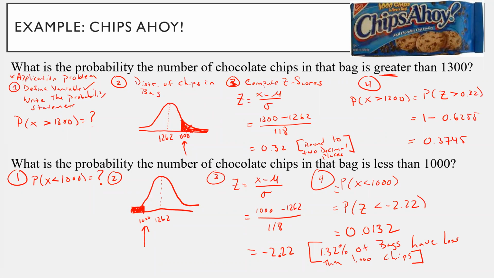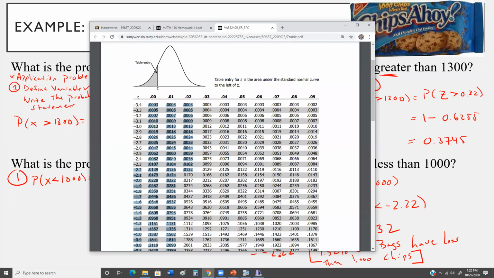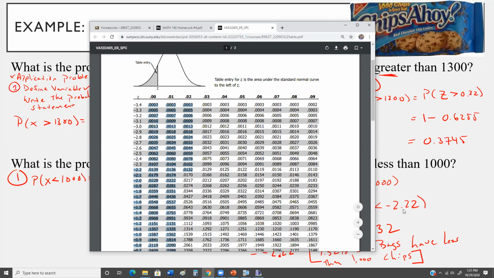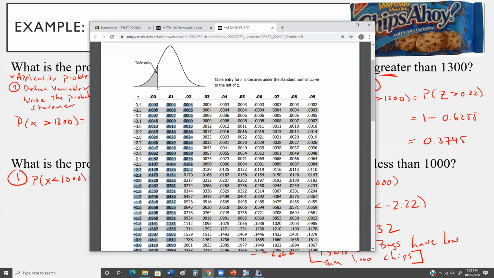No problem. Professor, I do have a question. Where did you get the 0.0132 from? Yep, so I get it from this table here. I looked up the z-score of negative 2.22. The first two digits are negative 2.2, and then the last digit is a 2 up here. So negative 2.22 is where they intersect. Do you see it now? I do, thank you. No problem.